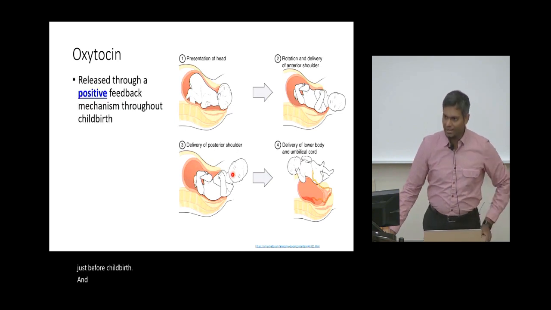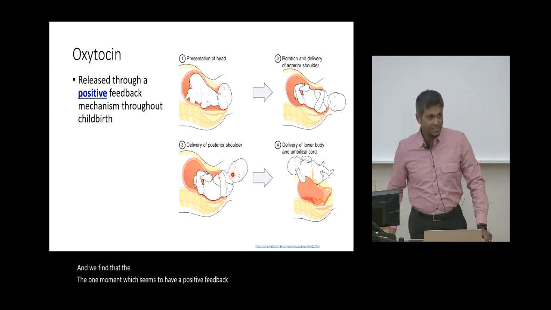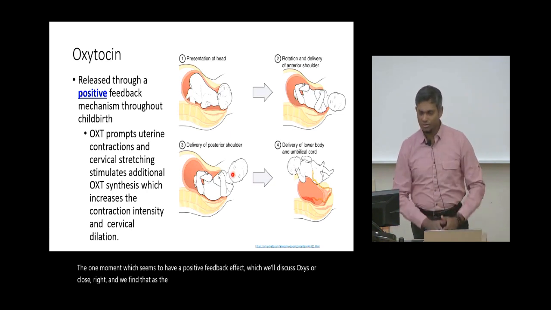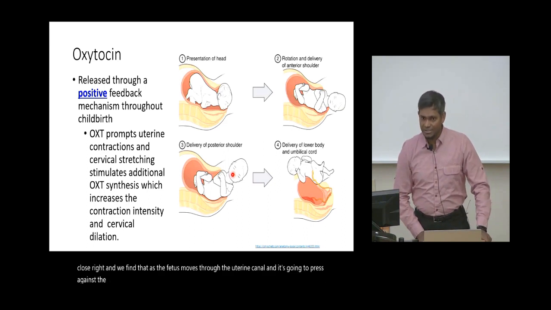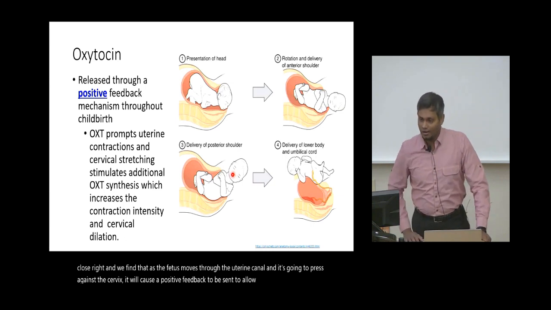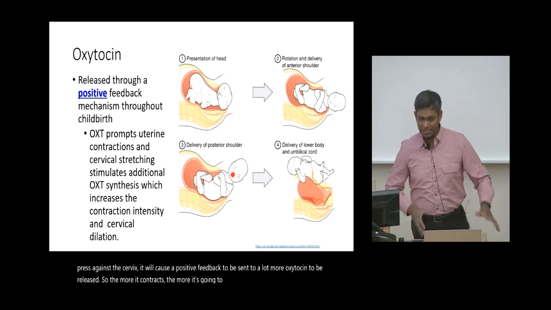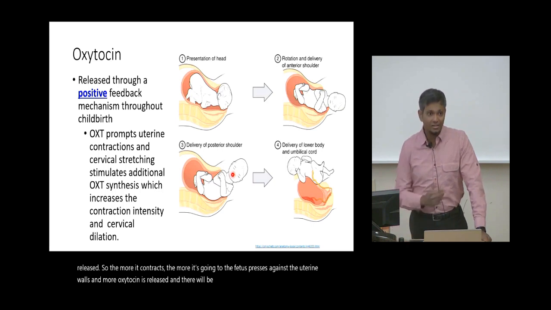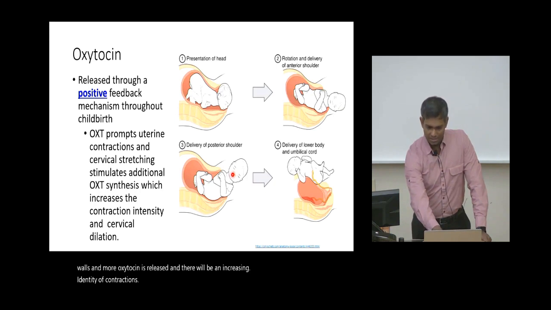And we find that the one hormone that seems to have a positive feedback effect, which we'll discuss, is oxytocin. As the fetus moves through the uterine canal, it's going to press against the cervix, and that will cause a positive feedback signal to allow more oxytocin to be released. So the more the fetus presses against the uterine walls, the more oxytocin is released, and there will be an increasing intensity of contractions. So this is the first function.